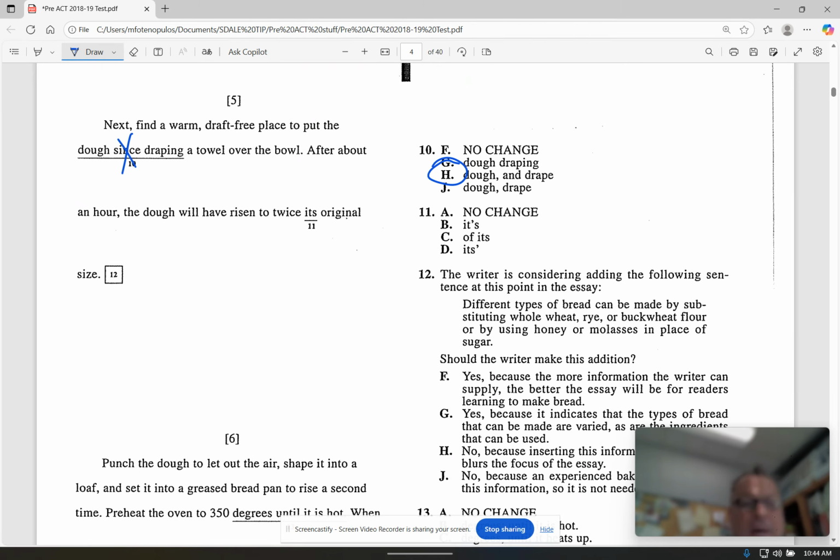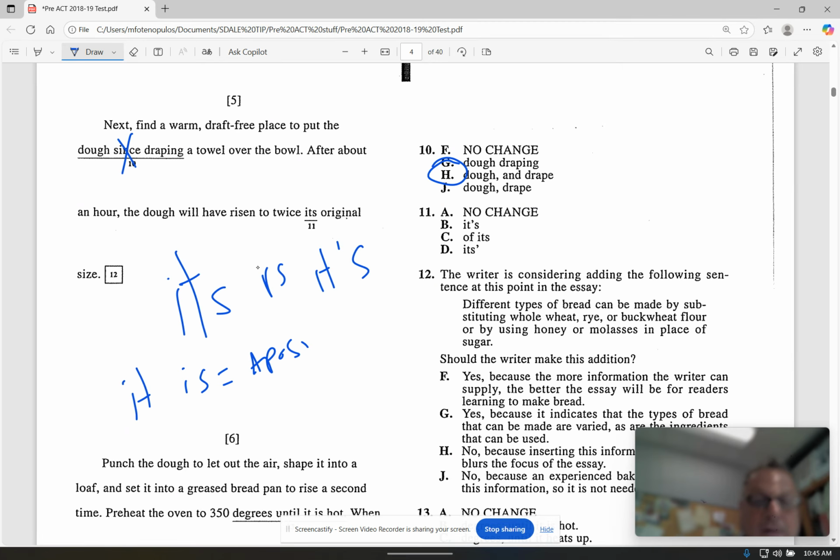And then after about an hour, the dough will have risen to twice its original size. So again, I see this on every ACT English test I've ever seen, which is a bunch. And it's this: it's versus it's with an apostrophe. So basically, it is equals the apostrophe. Ownership of its does not.